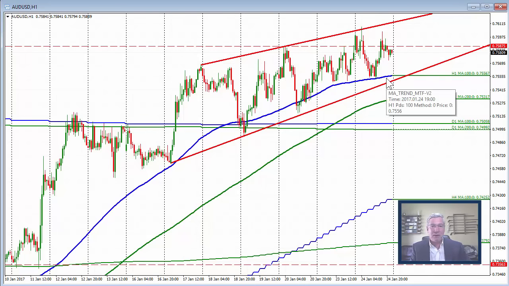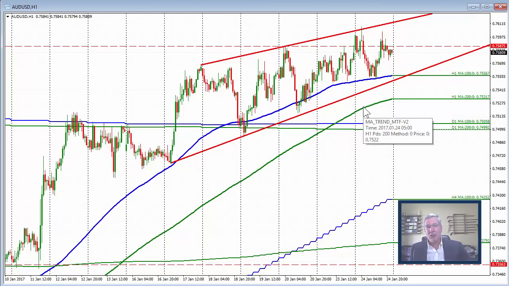It hasn't necessarily been a nice smooth move or a strong move to the upside, but the bias is more to the upside going from left to right. The price is moving higher. In addition to that, what do I notice here against the blue line?